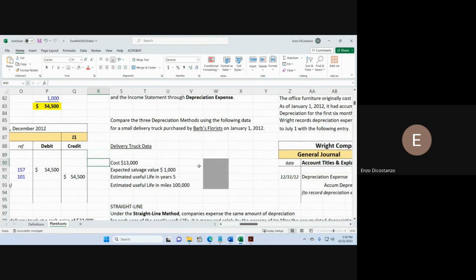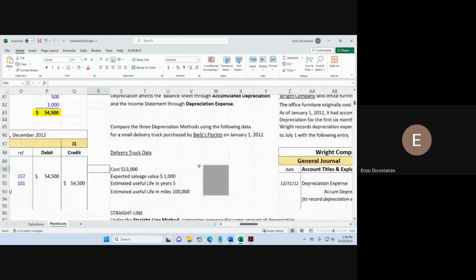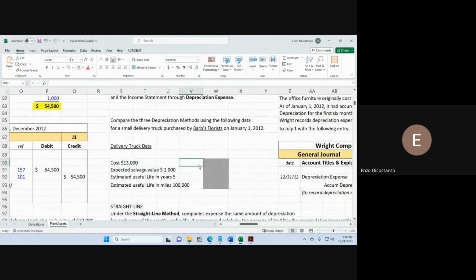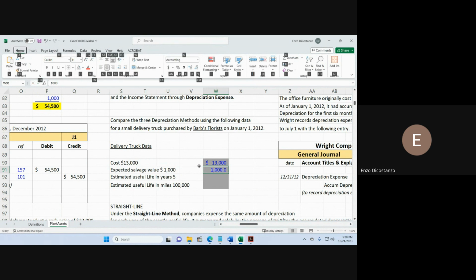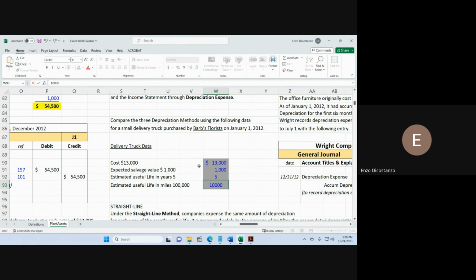Okay, so we have this delivery truck. The initial cost is 13,000. Salvage is 1,000. Again, these numbers are 1988 numbers. It's got 5 years of useful life and 100,000.